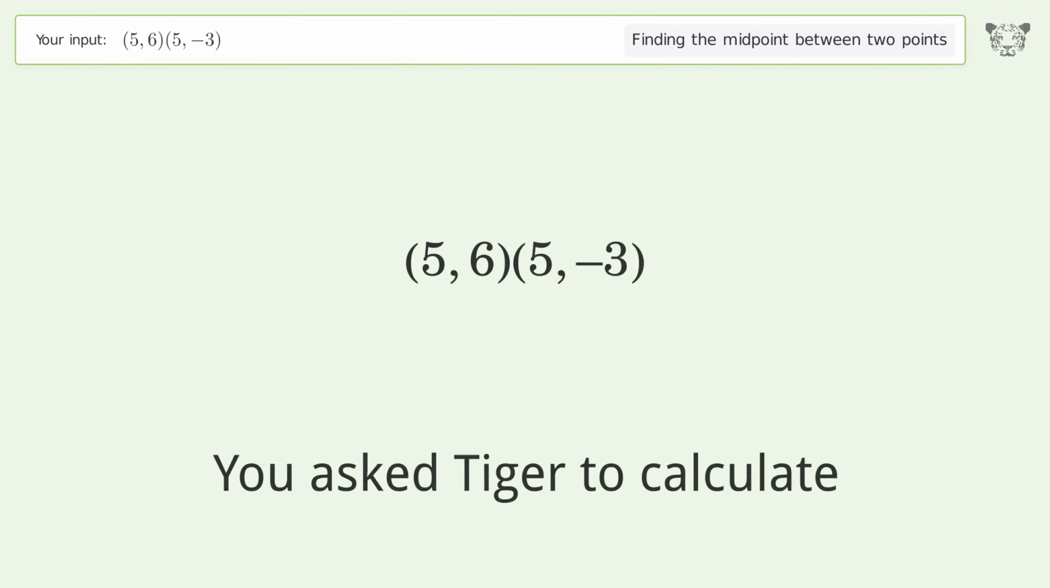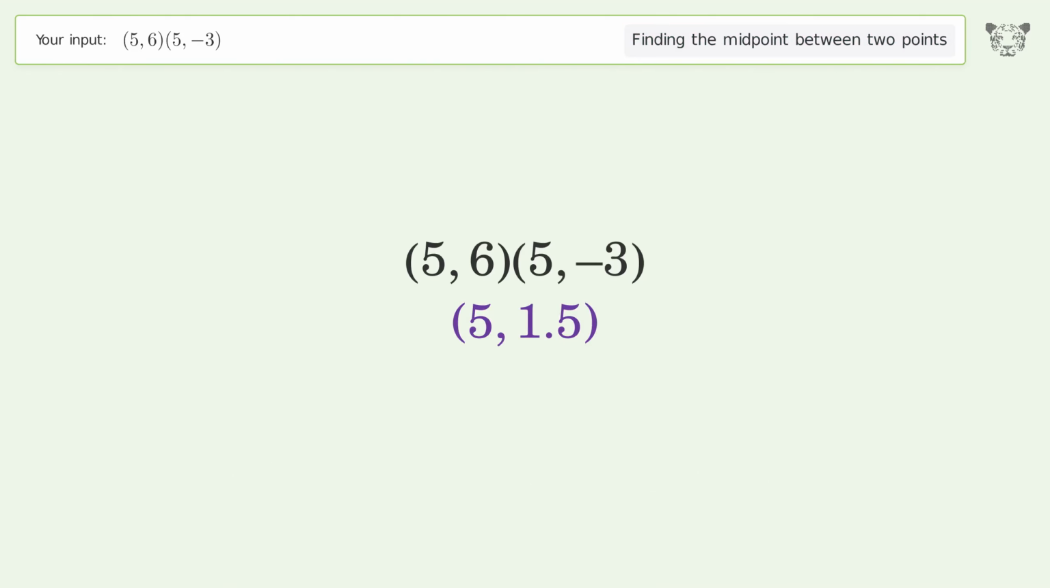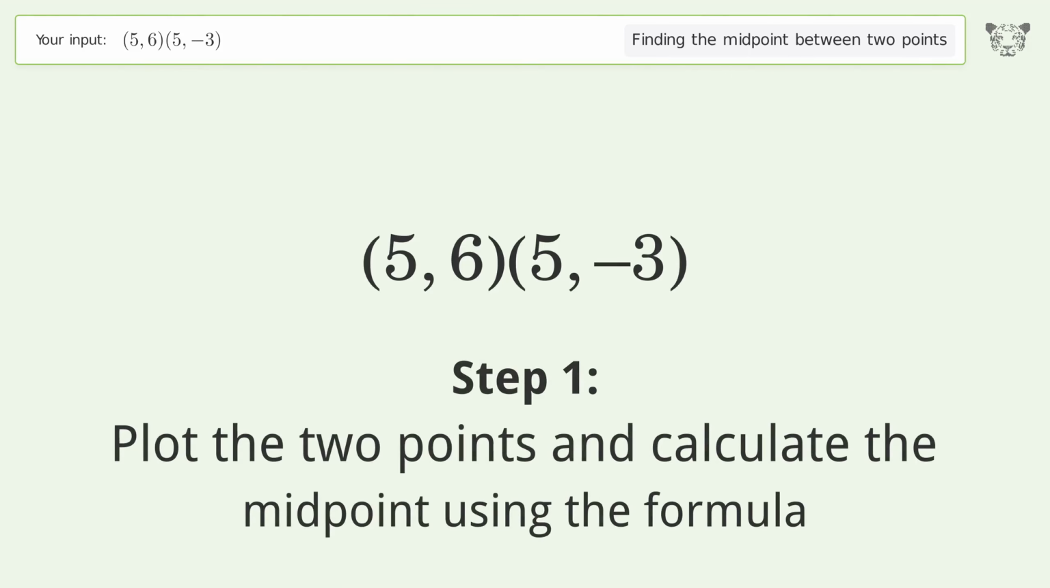You ask Tiger to calculate. This deals with finding the midpoint between 2 points. The midpoint between the 2 points is 1.5. Let's solve it step by step. Plot the 2 points and calculate the midpoint using the formula.